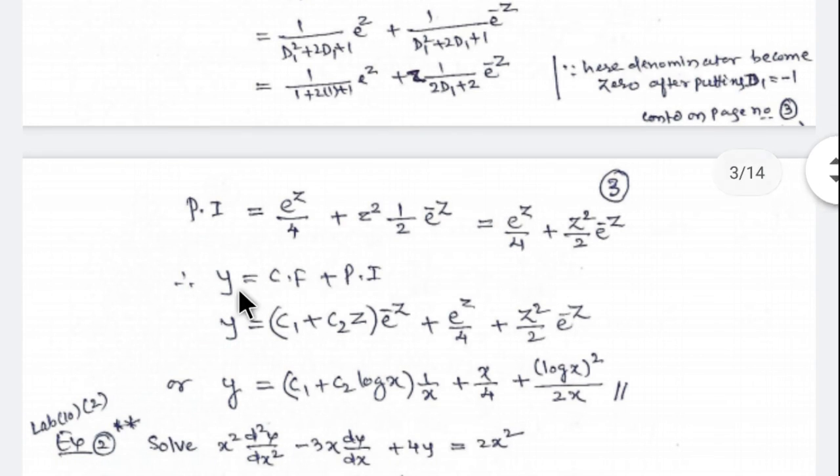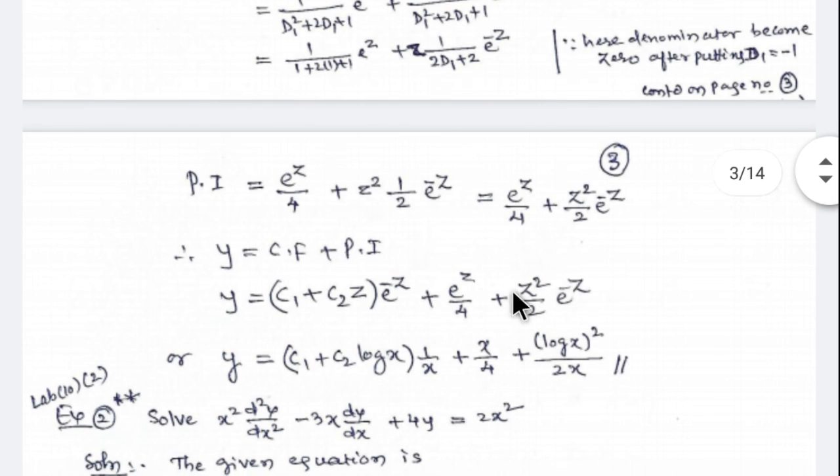You know how to write the general solution: y is equal to CF plus PI. So add these solutions: y is equal to c1 plus c2 z into e raised to minus z, plus e raised to z by 4, plus z square by 2 into e raised to minus z. This is not the solution of the given equation; it is a solution of the transformed equation. To get the solution of the given equation, substitute back the transformation you have taken.